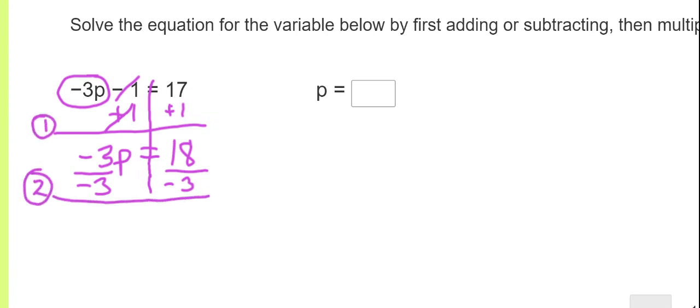And now step 2, we're going to divide by negative 3. 3 divided by 3 becomes 1. Negative divided by negative becomes positive. So now we are left with the variable term p all by itself, and then 18 divided by negative 3.